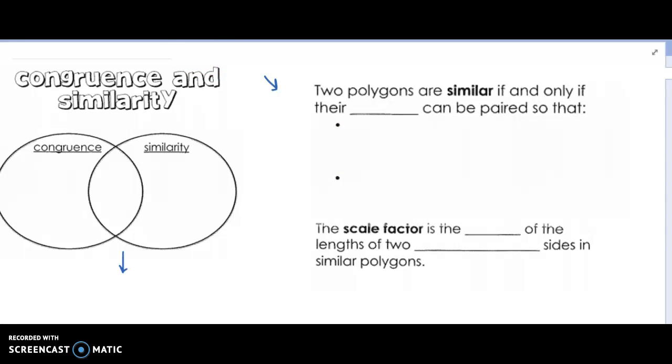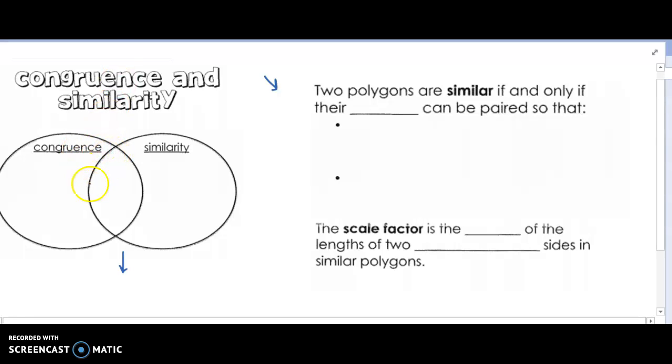So the first thing we're going to do is compare and contrast congruence and similarity. Now, we've been dealing with congruence a lot, but similar is something we haven't dealt with as much, but we have dealt with it. So if you remember back to our dilation chapter, when we dilated a figure, what we came up with is a similar figure, okay? So let's look at this Venn diagram.